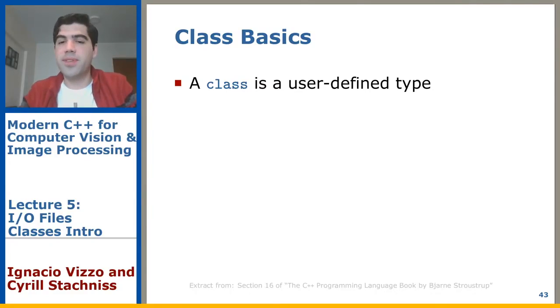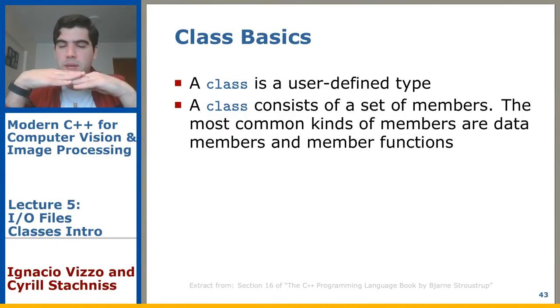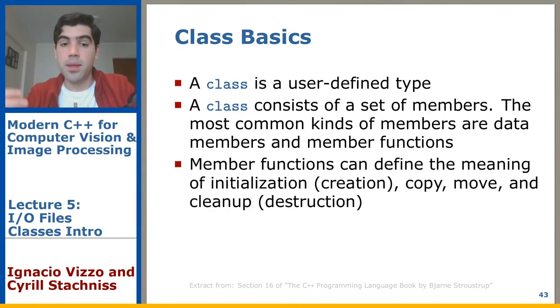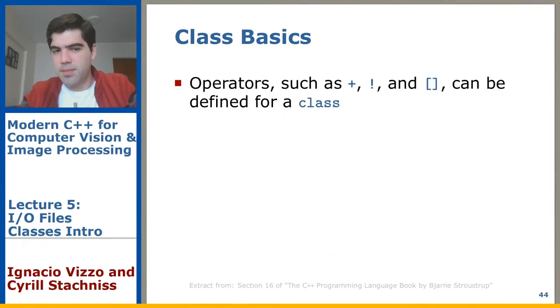A class is a user-defined type, so floating point values are not user-defined types. Image, for example, is a user-defined type. This will consist of a set of members. The most common kinds are data members and member functions. All the syntax on classes will be taught in the next lesson. As a reminder, I want to give you a quick overview of the main ideas behind the concepts. The member functions can define the meaning of initialization. This means whenever you create an object of this class, copy or move this object, and clean up, which basically means destruction. And then the members can be accessed using dot, but this is basically the syntax.